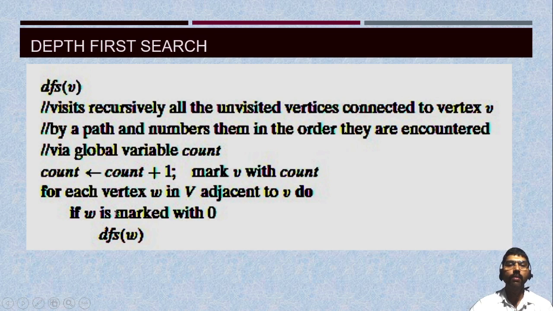Whenever it finds a dead end, this if condition becomes false and it comes back to the recursive process. The recursive process stops here and goes to the previous node. In the previous node, find another adjacent node w and do the process again and again. This is called the depth first search algorithm.